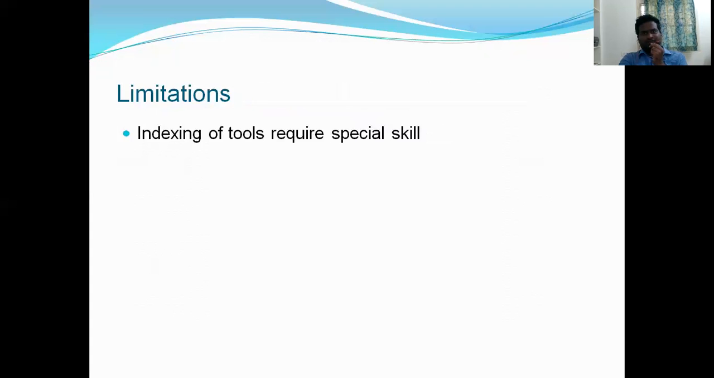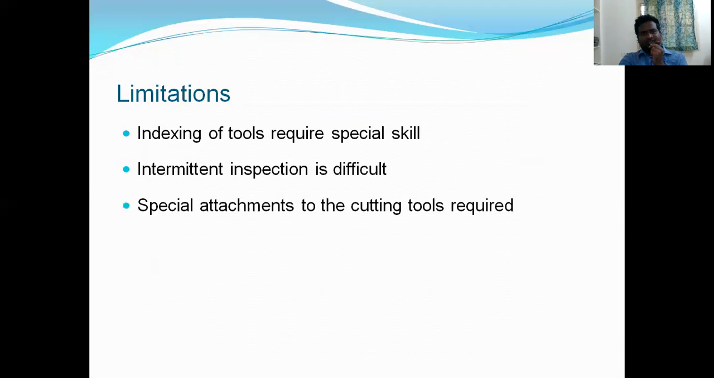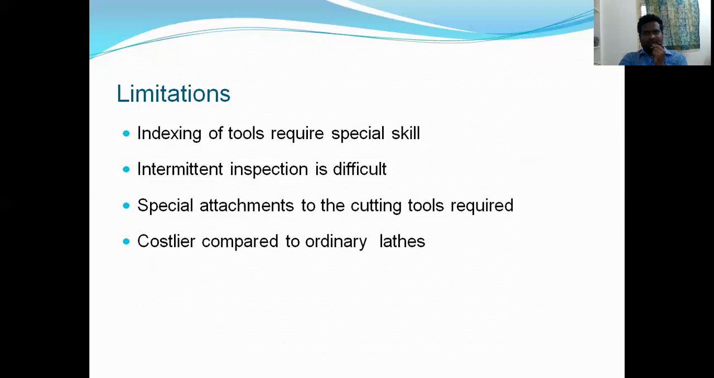Limitations: indexing of tools requires special skill. Intermittent inspection is difficult. Special attachments to the cutting tool are required. Costlier compared to ordinary lathes.